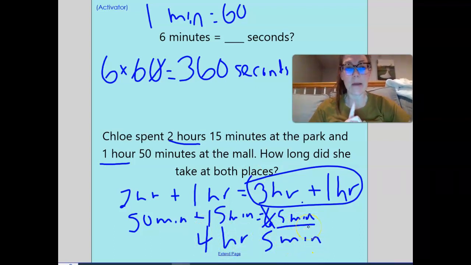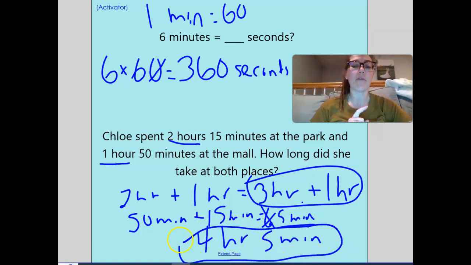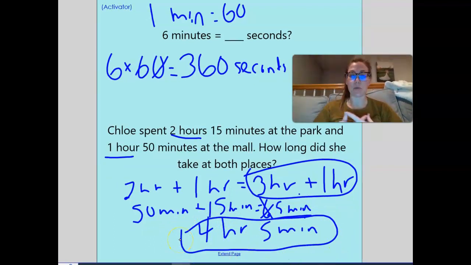If you did say 3 hours and 65 minutes, that is fine too. But if you ever are over an hour wise with minutes, you might as well convert it to a new hour. Okay, let's jump in.